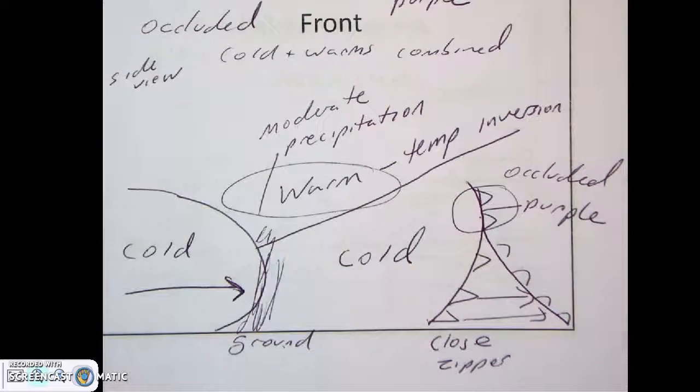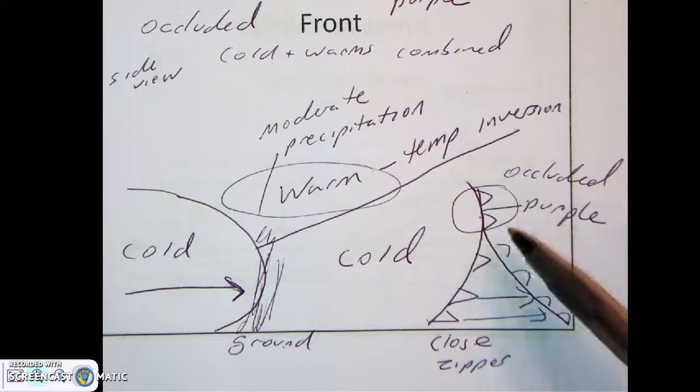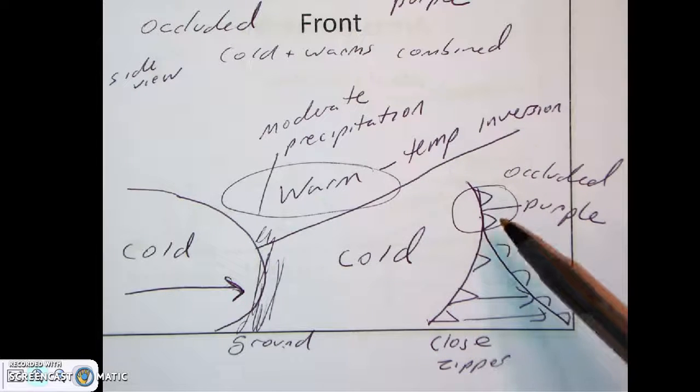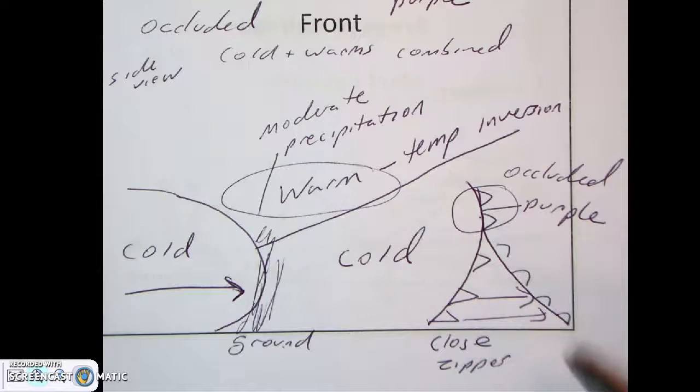And I like to kind of think of the occluded front as sort of the beginning of the end. When you see the occluded front appear on a storm system like this, it means that the storm is starting to lose energy and it's fading out. When the whole thing becomes an occluded front, it's not going to last much longer, and it's essentially reached the end of its life cycle.